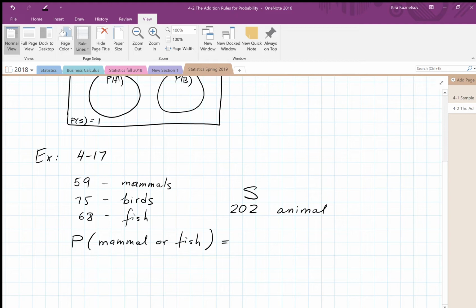So, if I'm interested in mammals or fish, I can take 59 out of 202 plus the fish, 68 out of 202. We know how to add fractions, meaning that you could have added the mammals and the fish first and then divided by 202 because the algebra comes out the same.